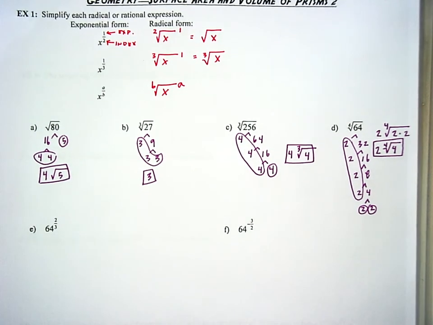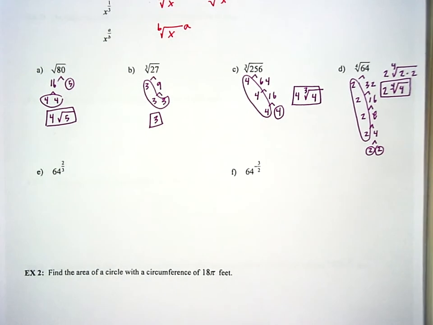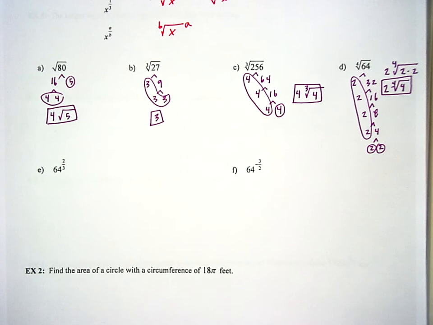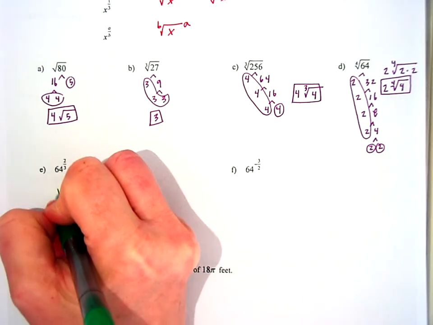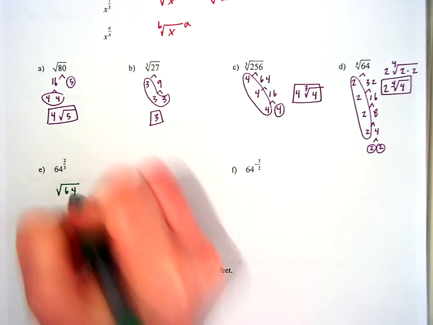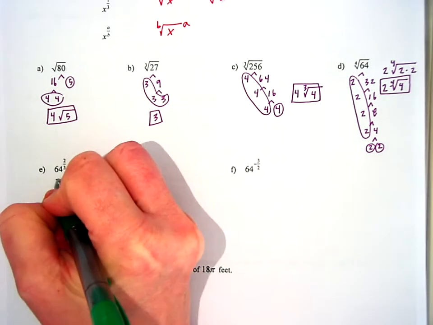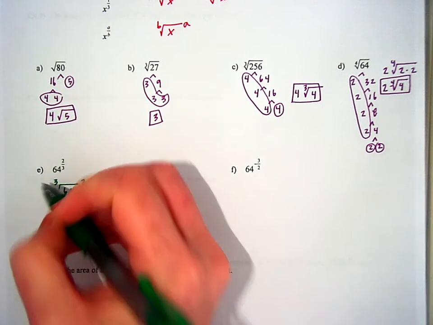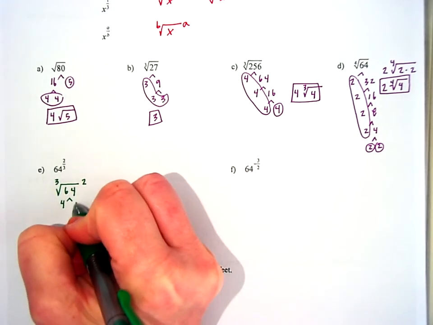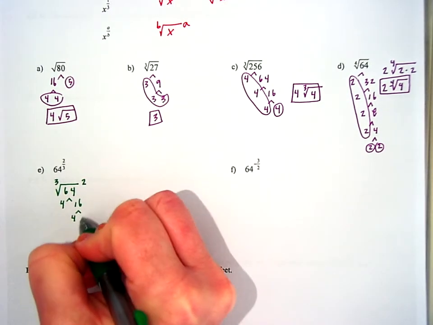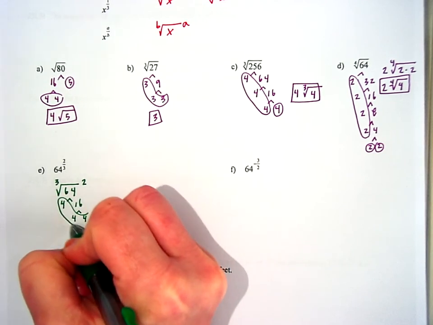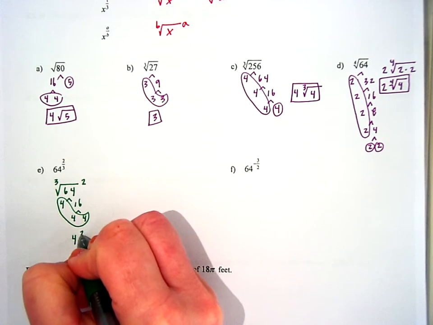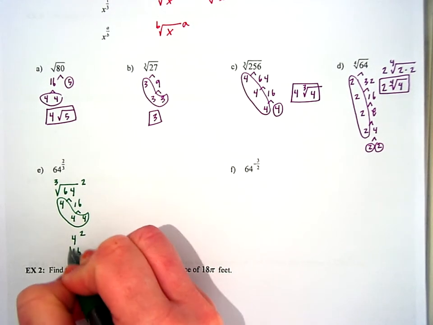Okay, next up here I have 64, and it's raised to the 2/3 power. So if I write that in radical form, that is like saying 64 is underneath the radical. I'm looking at a cube root of 64, and then I'm going to square it. So cube root of 64, well, 64 is 4 times 16, and then 4 times 4. Here's my 3 of the same. So the cube root of 64 is 4. And then I have to square it, and that gets me to 16 overall.